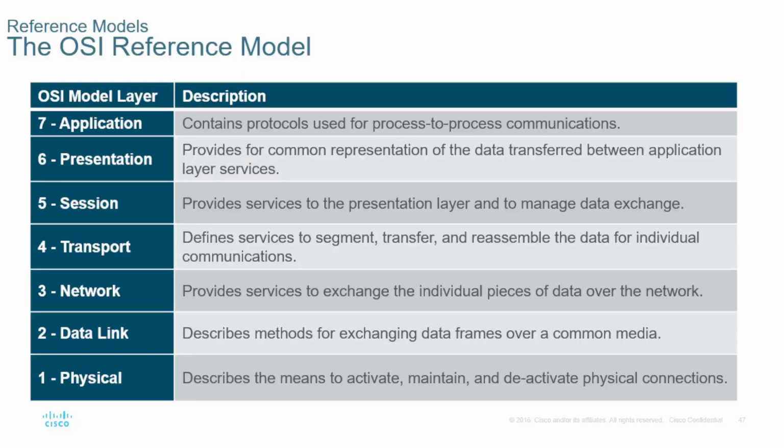Let's take a closer look at the OSI reference model. It divides network functions into 7 layers, each with a specific role in communication. From top to bottom, the layers are the application layer, which is closest to the end user, providing services directly to applications like web browsers or email clients. The presentation layer is responsible for how data is presented, including formatting, encryption, and compression. The session layer manages sessions or connections between devices, keeping them open and synchronized.